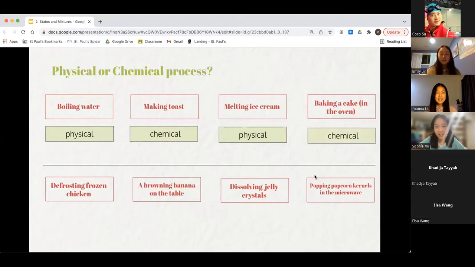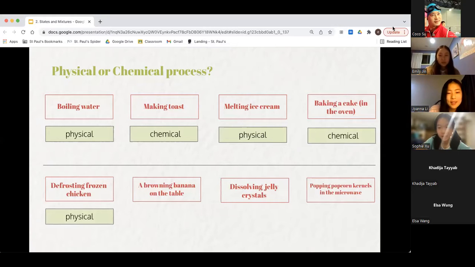Yes, chemical. All right. What about defrosting frozen chicken? That's physical because you can freeze it again. Good job, people. Okay, do we want other people to answer as well? Although the last two get a little bit more tricky, but it's okay.